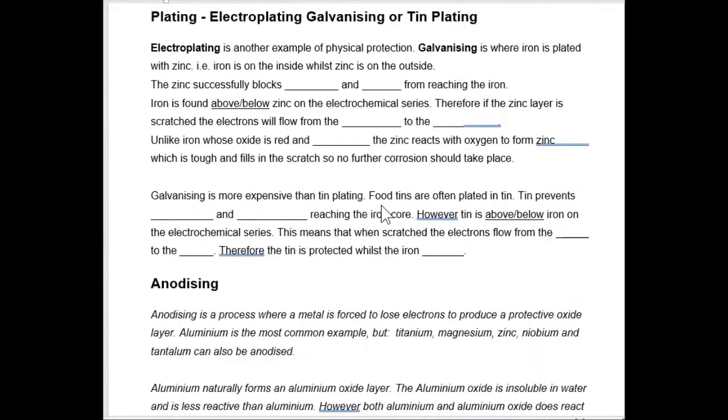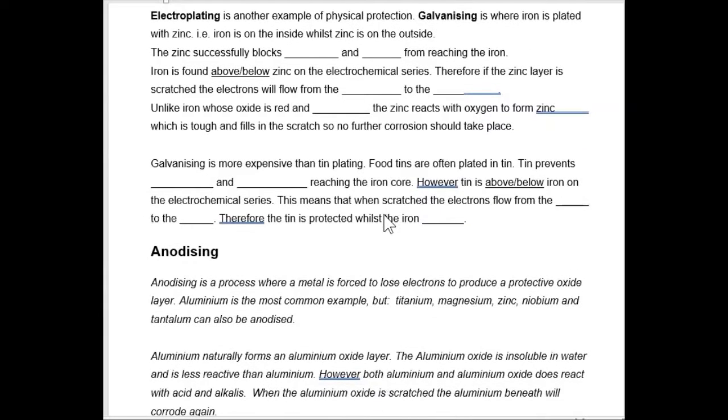Painting, electroplating, galvanizing, or tin plating. Electroplating is another example of physical protection. Galvanizing is where iron is plated with zinc. Iron is on the inside while zinc is on the outside. The zinc successfully blocks, well, it's going to block your water and oxygen from reaching the iron.